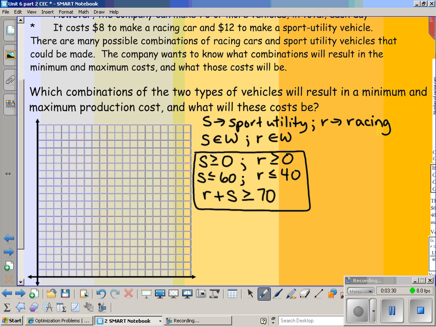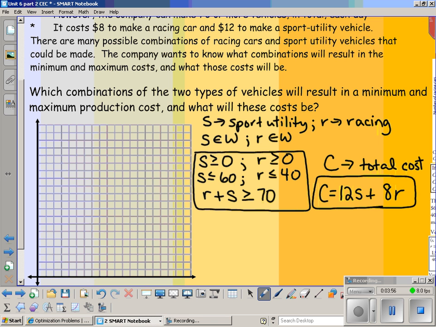We also have our total production cost. This is going to allow us to find our maximum and minimum. So this is the objective function that we are going to look for. We're going to let capital C represent the total cost. Now the total cost is $12 per sport utility plus $8 per racing car. So this is the objective function, and that's what we want to find the maximum and minimum values for.